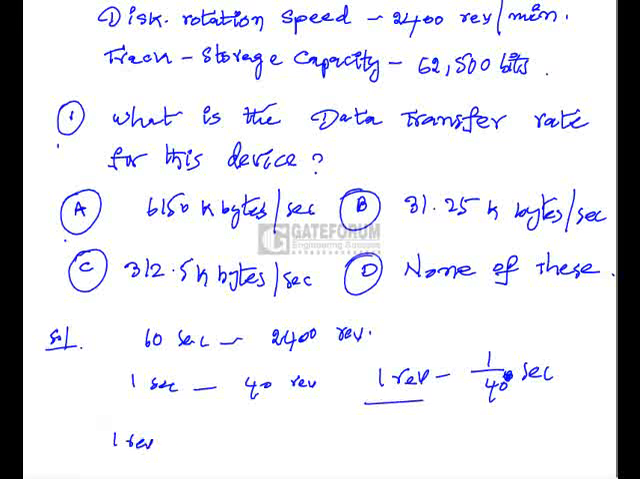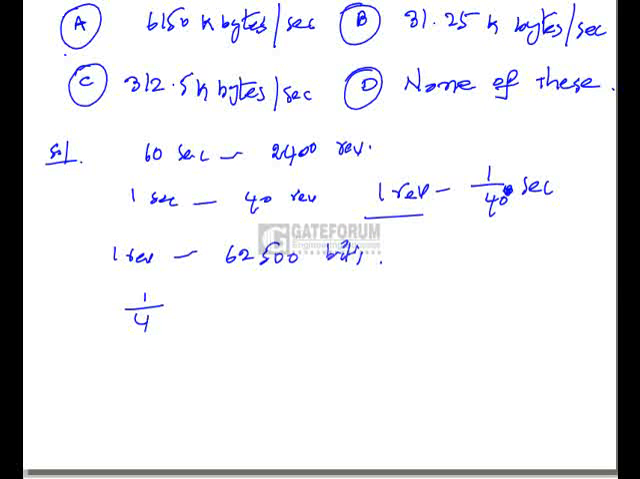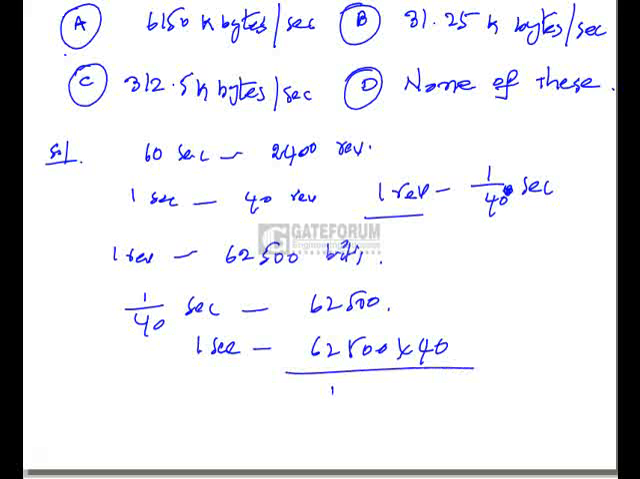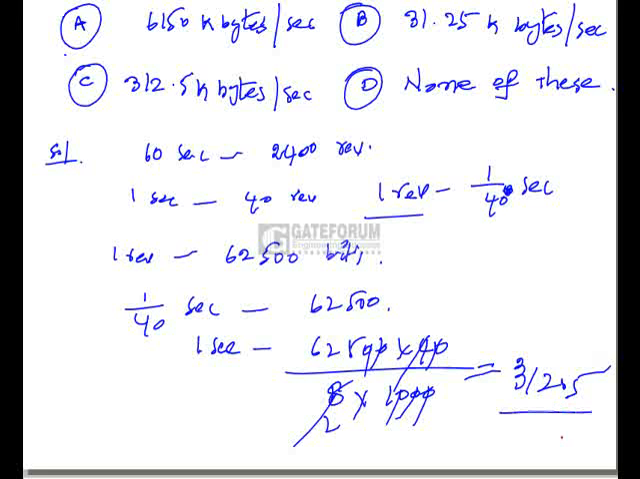In one revolution, the data that can be transferred is one track, that is the track storage capacity, 62,500 bits. That means in 1/40 seconds, 62,500 bits. In 1 second, it is 62,500 into 40 bits. To get bytes, you divide by 8, and for kilobytes you divide by 1000. That gives 312.5 kilobytes. So option C is the right option here.